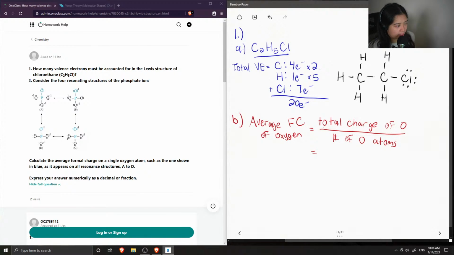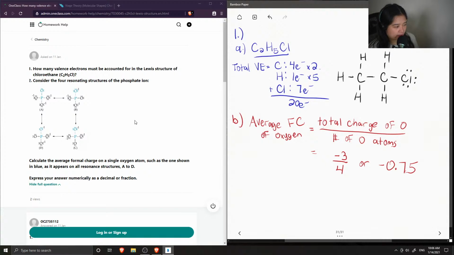So let's look at all of them actually. For all of the phosphate ions, the total charge of oxygen is -3. And if we count out how many oxygen atoms are in the phosphate ion, we have 4. So the average formal charge of oxygen on our phosphate ions is -3 over 4. So this is as a fraction, or we can write it as a decimal, -0.75.